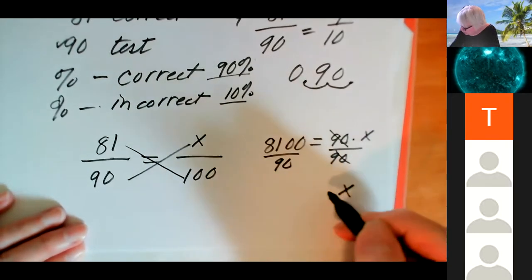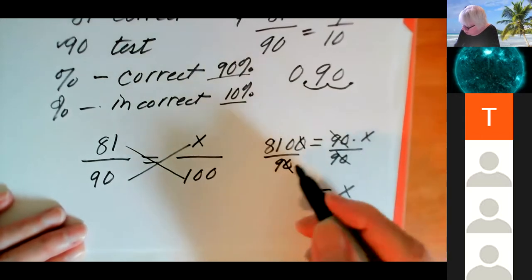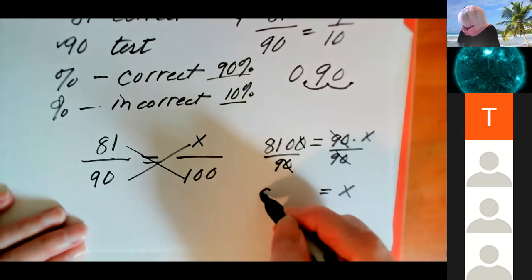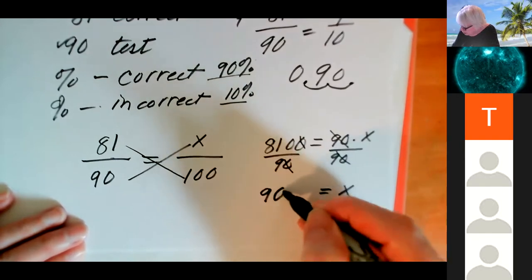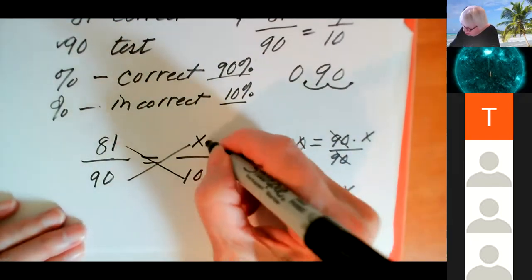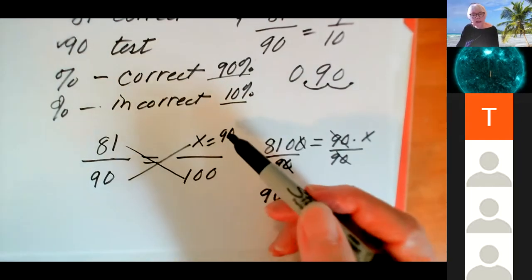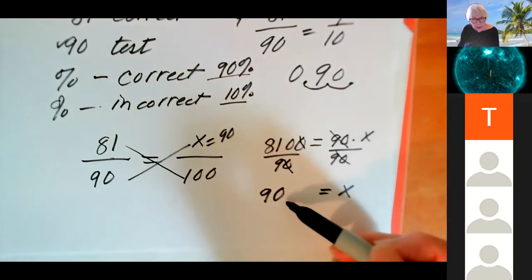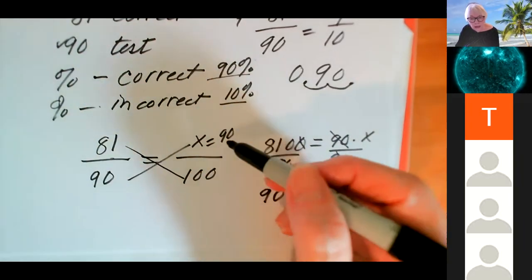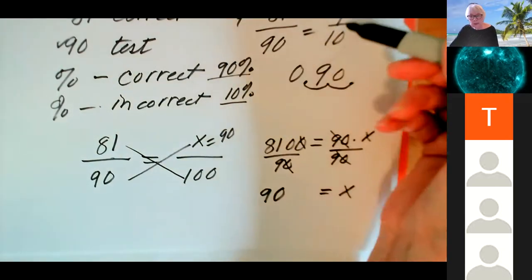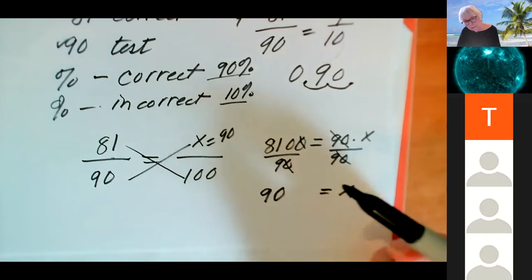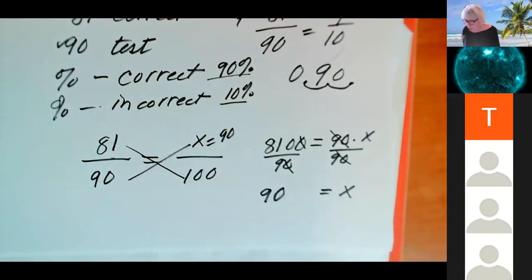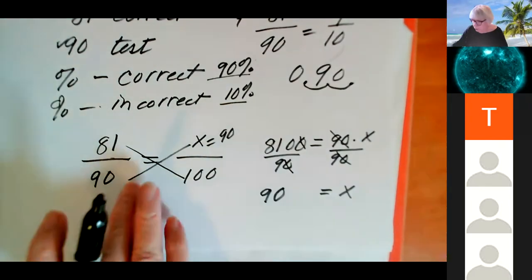Cancel, cancel. I'm going to hit out one pair of zeros. 9 into 81 is 9. 9 into 90 is 10. Now, why did I get 90 this time? Because this is indeed the percentage. And so when I use this form, this is giving the actual percent. I don't have to be finagling. How's that? What do you think? Anybody? I like it. I think it has potential.